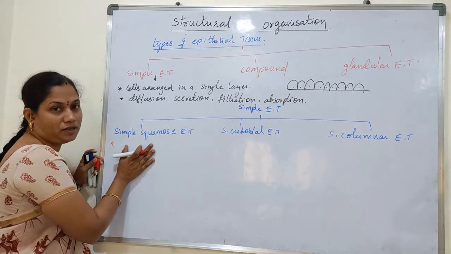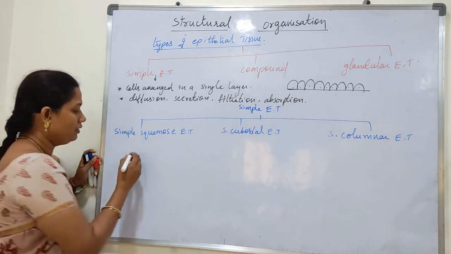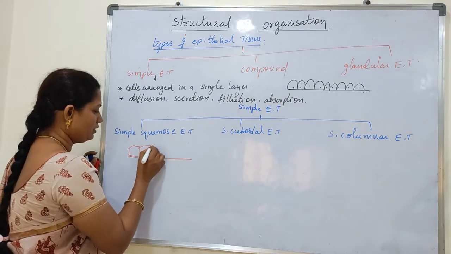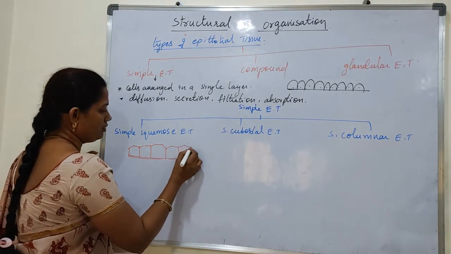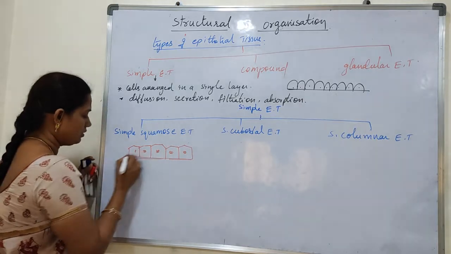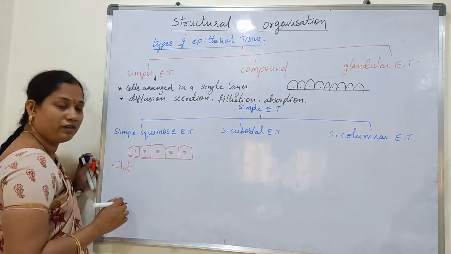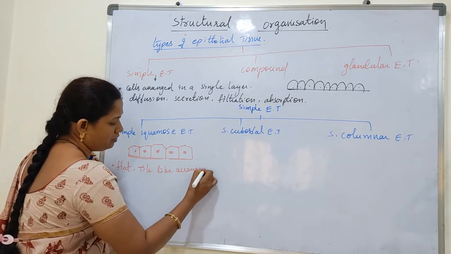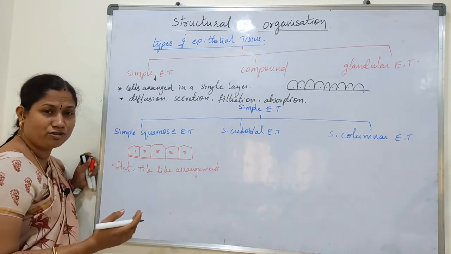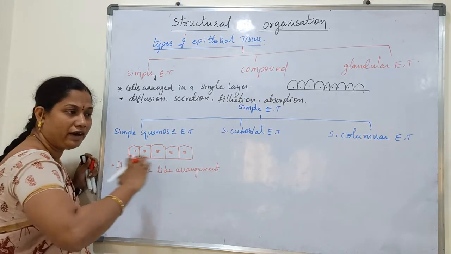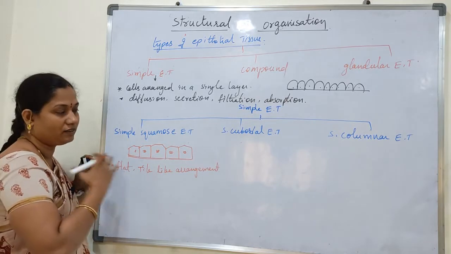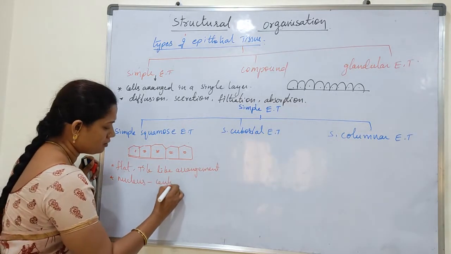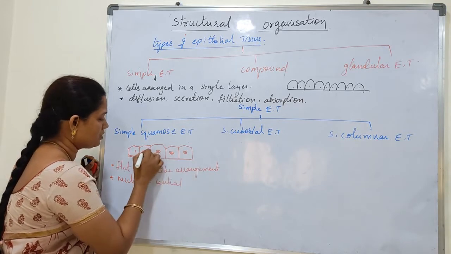In simple squamous epithelial tissue, the cells are very flat and present on the basement membrane. The cells are flat with a tile-like arrangement. They are arranged like a tile, the same way tiles are arranged on our floors. Next, the nucleus is central. In the center, the nucleus is present.